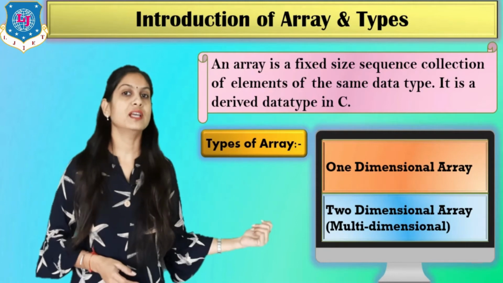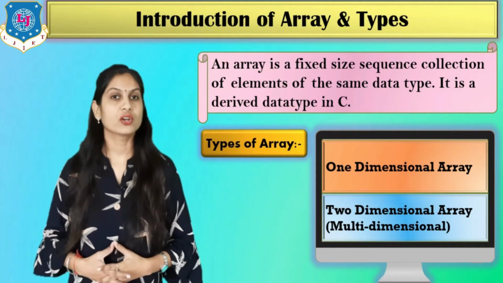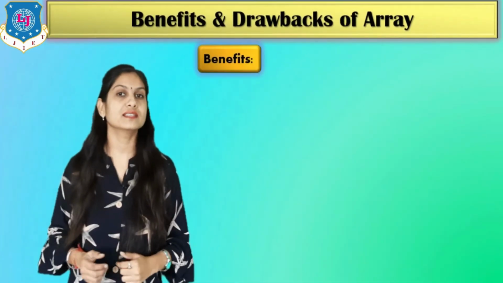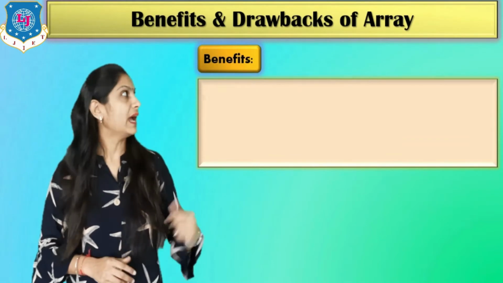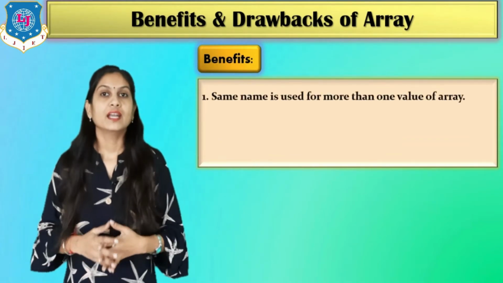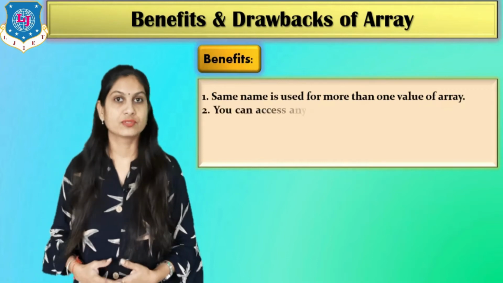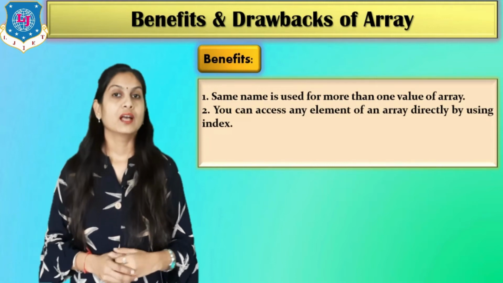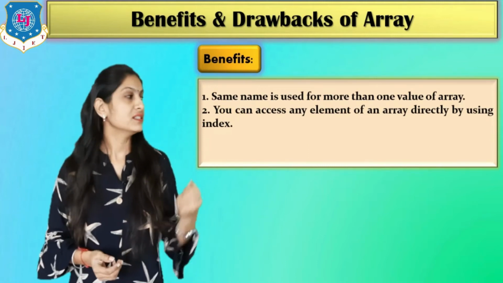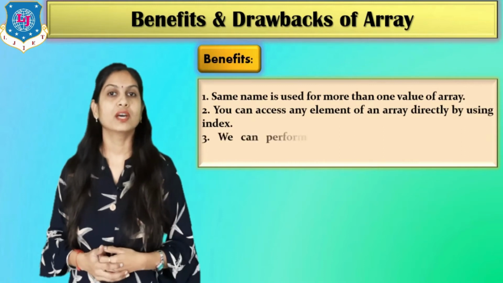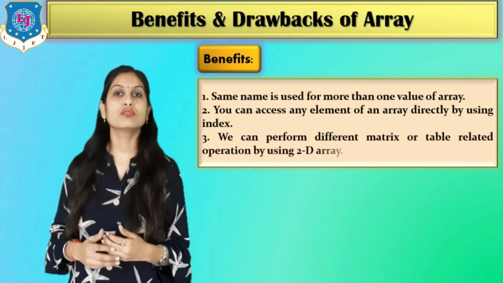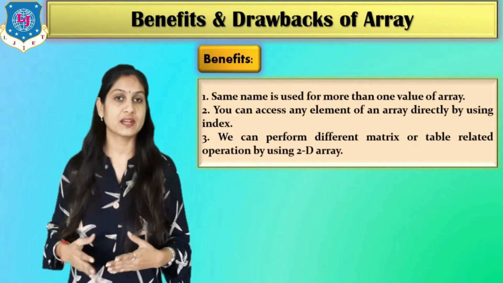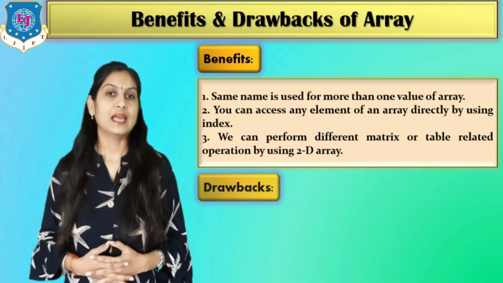First is single dimensional and second one is multi-dimensional, or we can say two-dimensional array. Now what is the advantage and disadvantage of using this? So first advantage, as I said earlier, it is used to store multiple values. Then second, you can access any element, element 3rd, element 10, using just the index for that particular value. And the last one is you can perform any matrix operation like matrix addition, multiplication, transpose of matrix using this array concept.